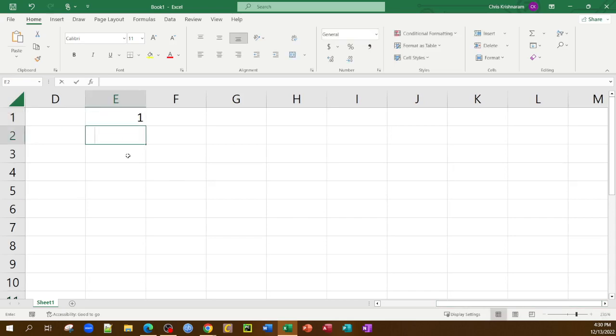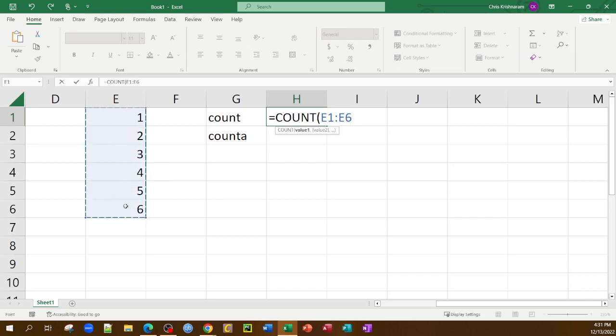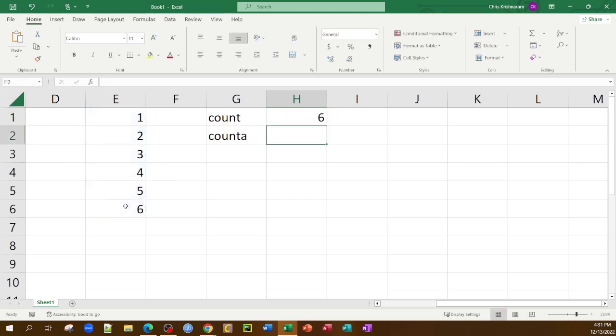So 1, 2, 3, 4, 5, 6. So this is going to be my COUNT function, and this is going to be my COUNTA function. So I'm going to type in equal COUNT, open brackets, and I'm going to highlight this range here. Enter, and notice I got 6. Why 6? Because I have 6 cells that have numbers inside of them. So I'm going to delete the 1. Notice it reduced to 5. I'm going to delete the 2. Notice it was reduced to 4. I'm going to keep deleting, and notice the count keeps reducing.